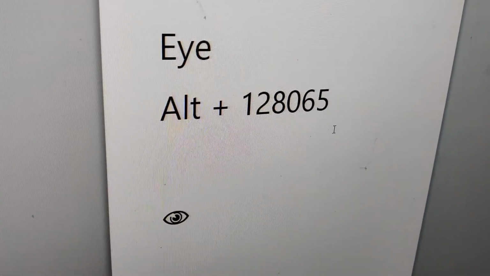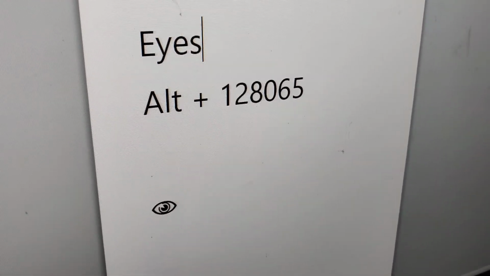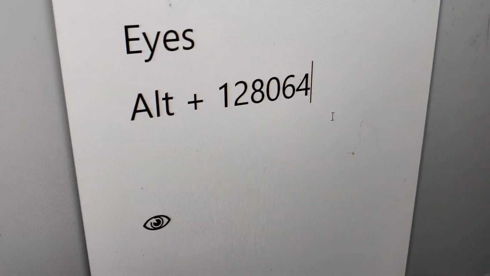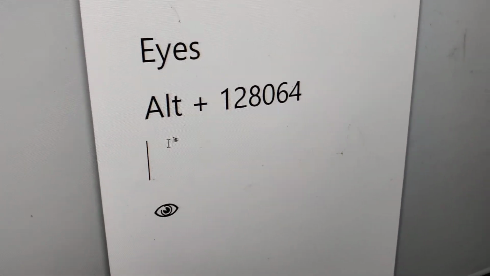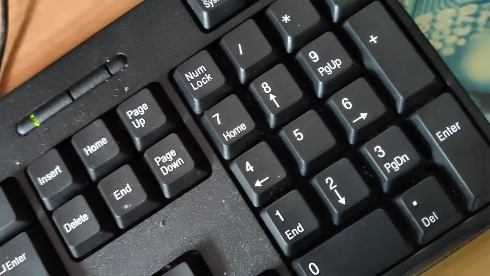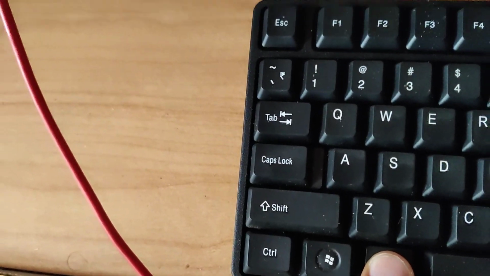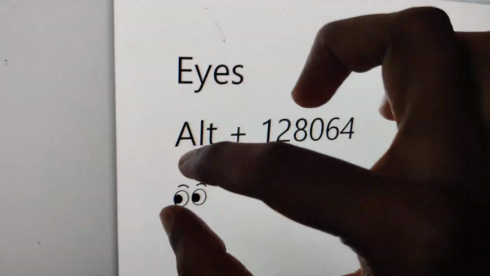And suppose you want to get the symbol of eyes, that is, two eyes, then you must use the keyboard shortcut 128064 as the Alt code. That is, you must press and hold the Alt key. Make sure the number lock is enabled, and after that type 128064, and after typing that you can release your finger from the Alt key, and you can see the symbol of eyes has arrived here. You can see two eyes here.